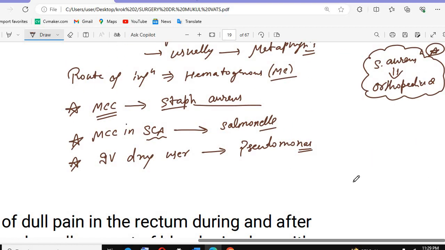Just remember the most common cause, and if they give you IV drug users, then remember Pseudomonas. And the most common site you need to remember is the metaphysis, and it mainly affects the vertebra in adults. The most common bone in adults is the vertebra.